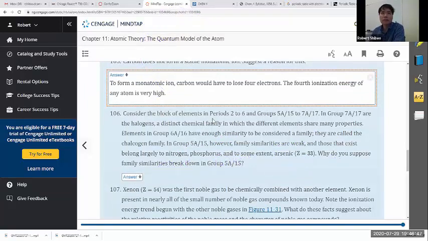Consider the block of elements in periods 2 to 6 in groups 5 and 7. In group 7 are the halogens, group 7A, 17, a distinct chemical family in which the different elements share many properties. Elements in group 6 or 16 have enough similarity to be considered a family. They're called the chalcogens. So the oxygen family is the chalcogens.